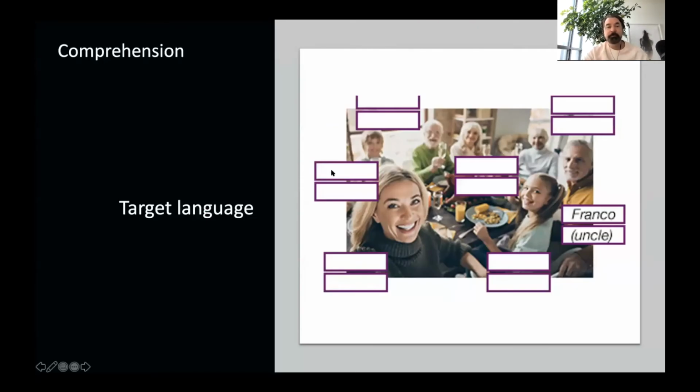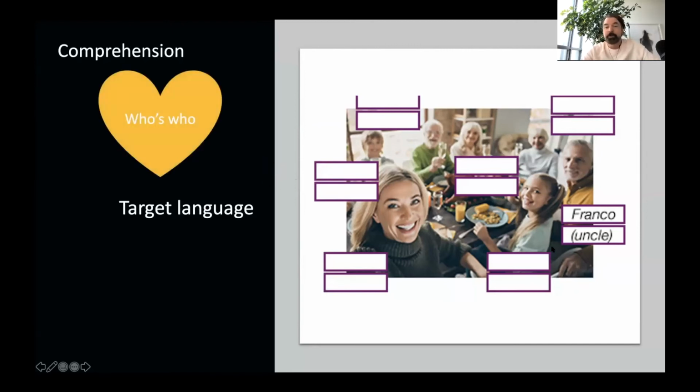So as part of a comprehension activity, the students would then need to hear and take notes, maybe read that transcript, and start to answer some questions about who's who. On the materials, they've got a space where they can label the name of the person, but also the relationship of that person to the rest of the family members. And so we heard Franco was one of the names, so that's that guy there, and he's the uncle, right?